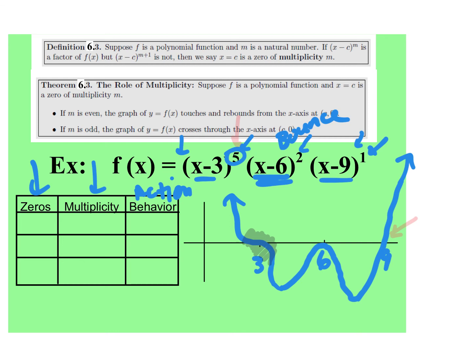All right, now I've drawn you the picture. You fill out the chart for me, all 3 parts. Pausing while you give that a try.